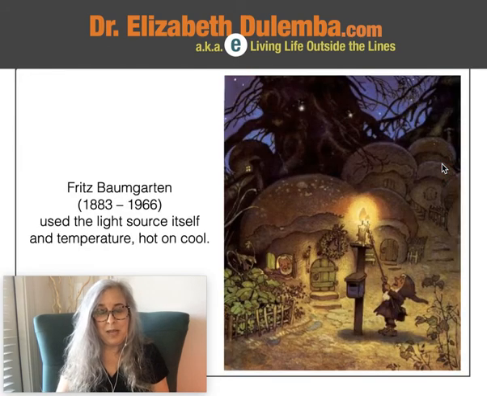Light can also have temperature. So here in Fritz Baumgarten's piece, we've got this little gnome guy lighting a candle. Well, it's a warm light source. So it's got yellows and oranges, very high contrast, very warm. Our eye is going right to that little lantern right in the middle of the piece. But we've got two light sources here, which is really interesting because in the background, we also have the moon and the stars creating a cool light source in the background.